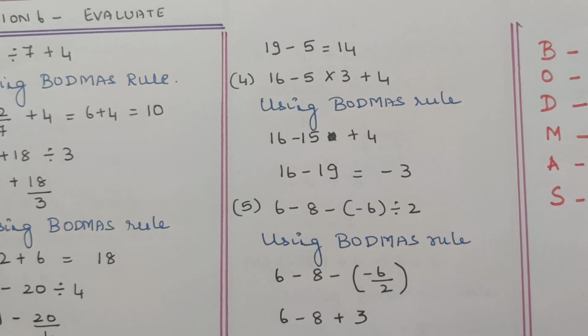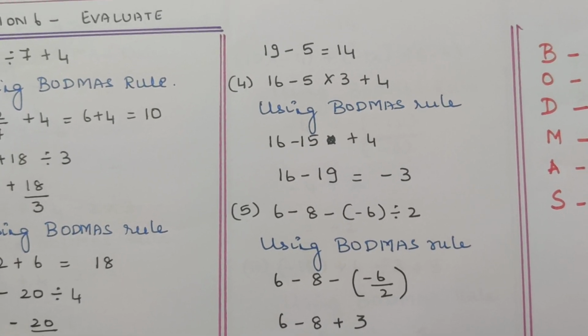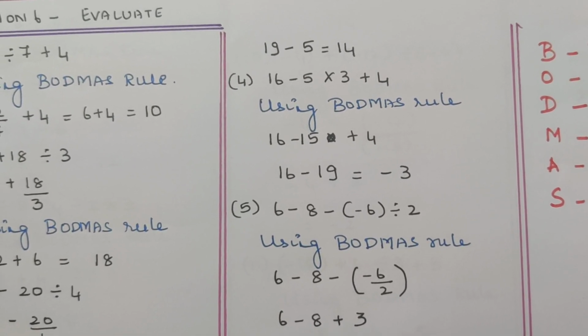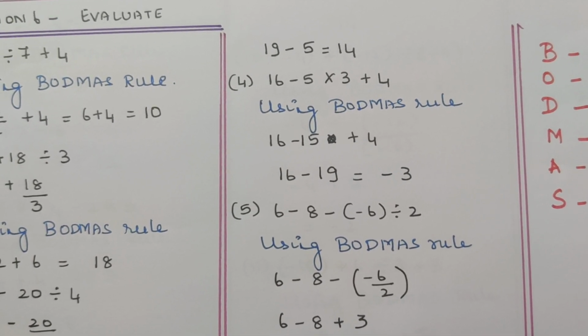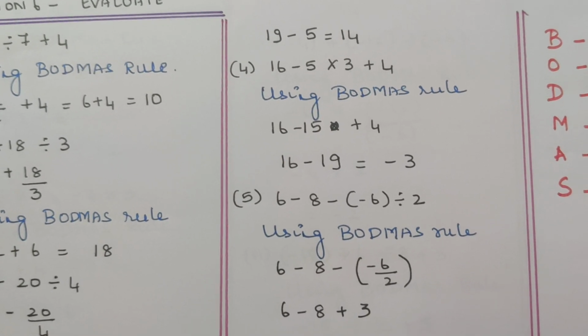Now what is the next operation that we need to do? It is addition. So 16 minus 15 plus 4 will be 19. So 16 minus 19 is equal to minus 3.